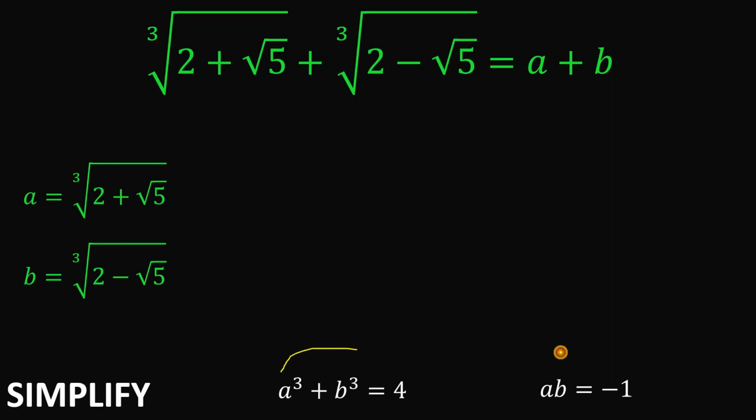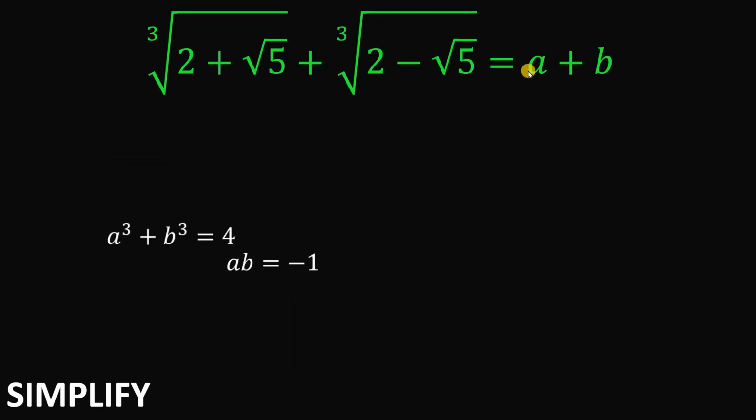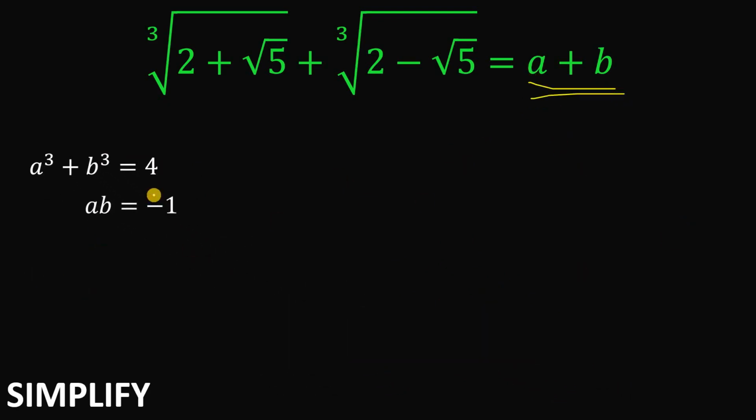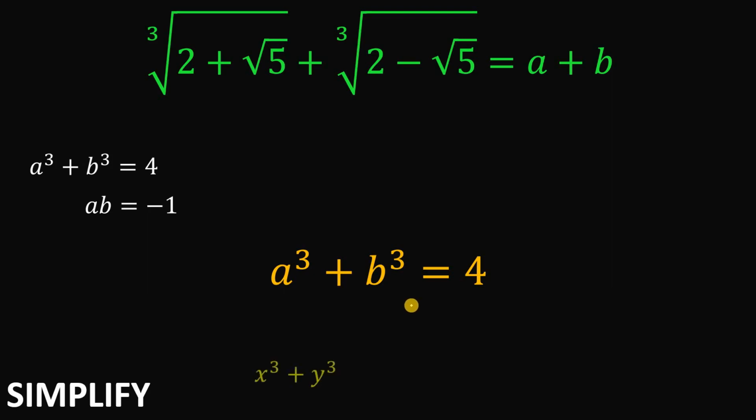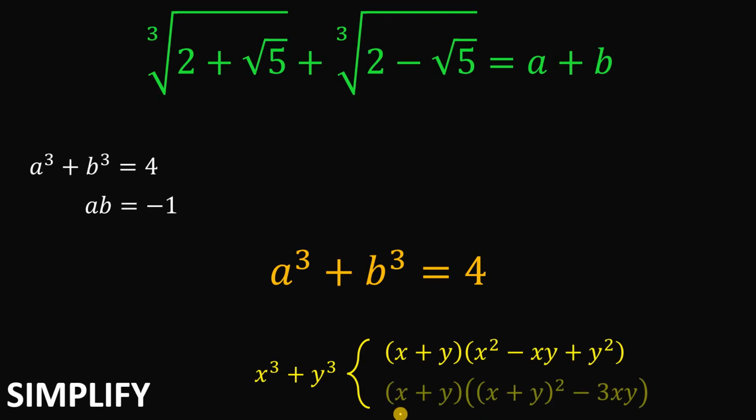Now using these two results, a cubed plus b cubed equals 4 and ab equals negative 1, we can find the value of a plus b. We're going to use the first result, a cubed plus b cubed equals 4. Because we have the sum of two cubes, we can factor this using the factored form of x cubed plus y cubed. We can factor this in two different ways. The first one: x cubed plus y cubed as x plus y multiplied by x squared minus xy plus y squared. Or we can factor this as x plus y multiplied by x plus y raised to the power of 2 minus 3 times xy.